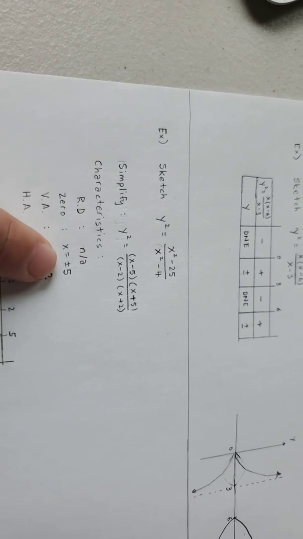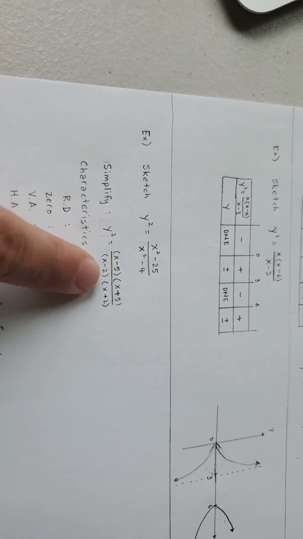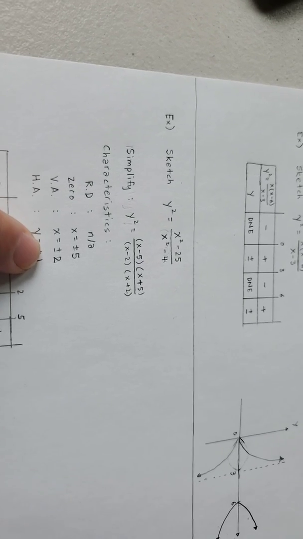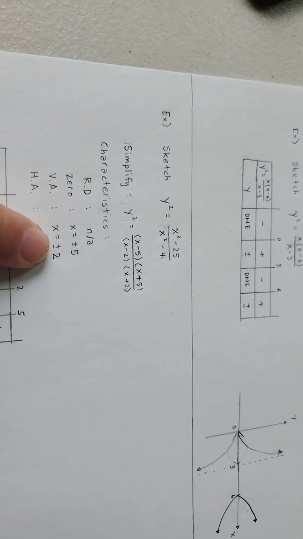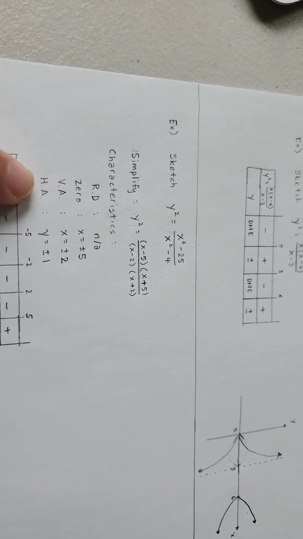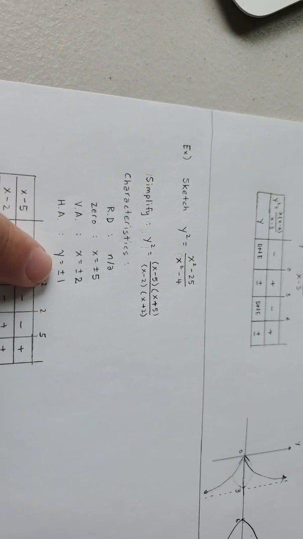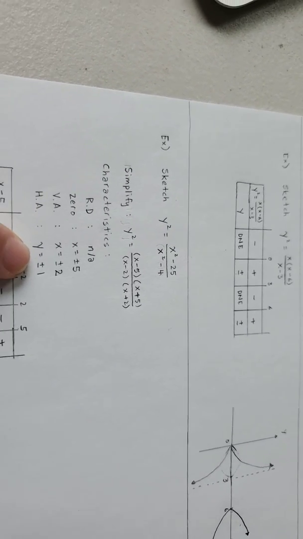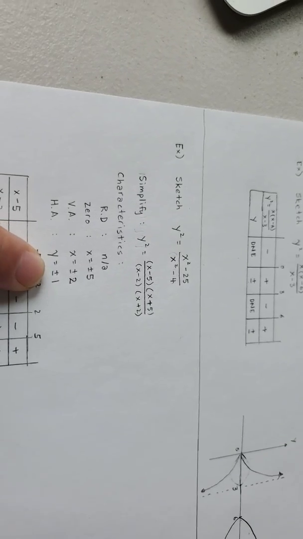The zeros are at 5 and -5 because of the numerator. The vertical asymptotes are at 2 and -2 because of the denominator. And also the horizontal asymptote, now that was the one thing that we added on last time. And it's going to be equal to 1 or -1.